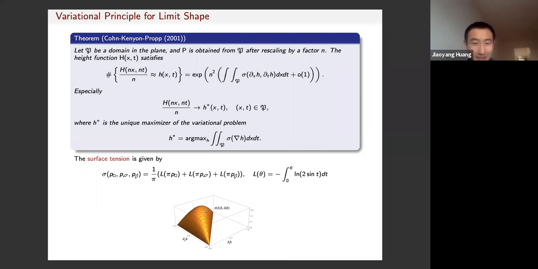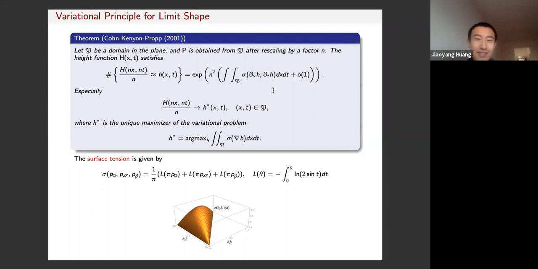As you can see, it's strictly convex. It's defined on this triangle domain. This axis is the derivative of h with respect to x, and this axis is the derivative of h with respect to t. It's strictly convex inside this triangle, but it's linear on the boundary, so it's not strictly convex on the boundary.